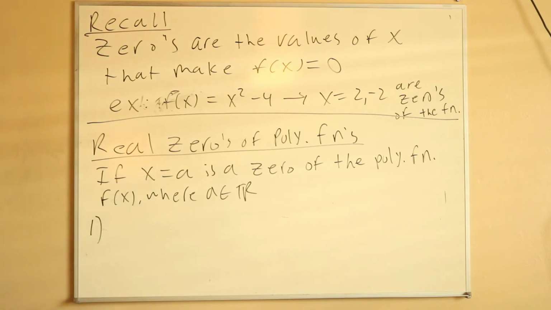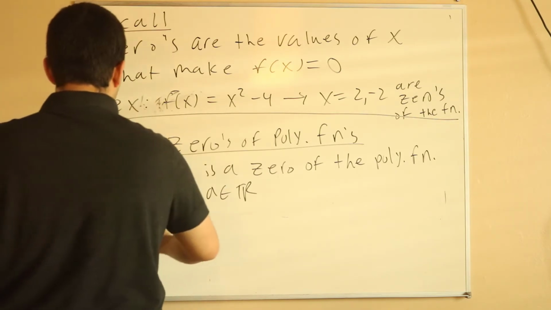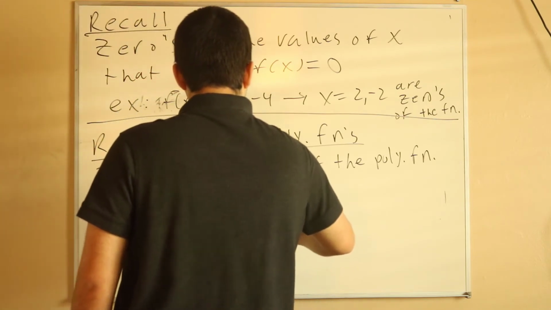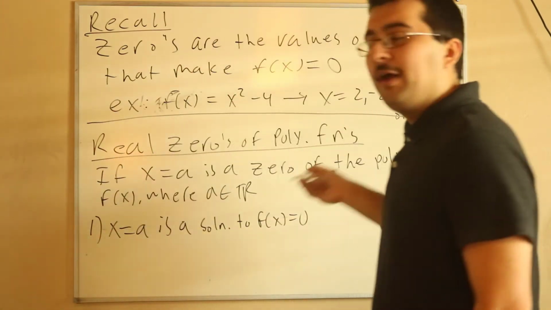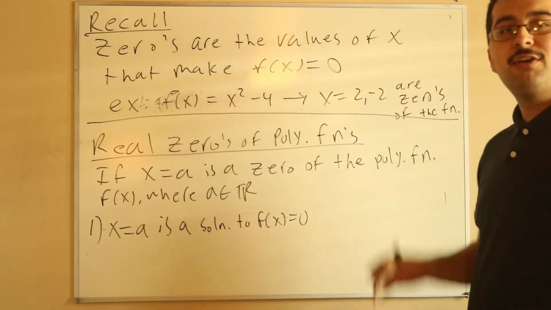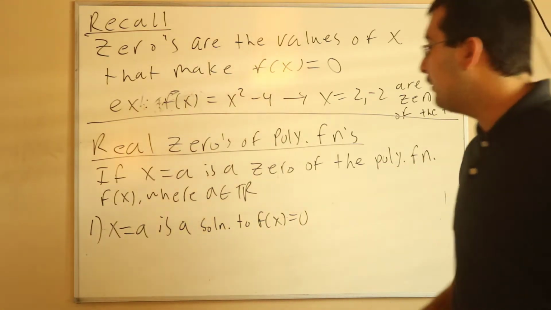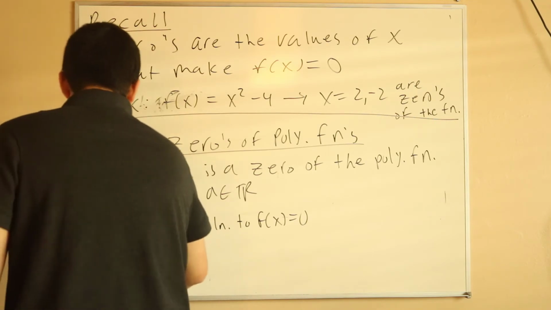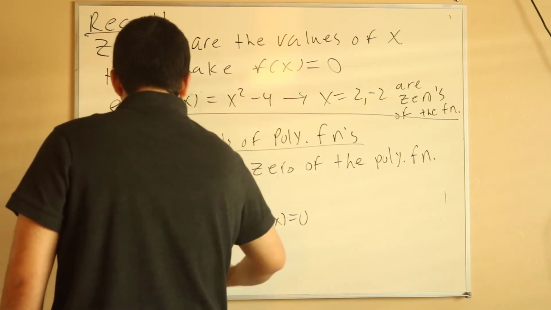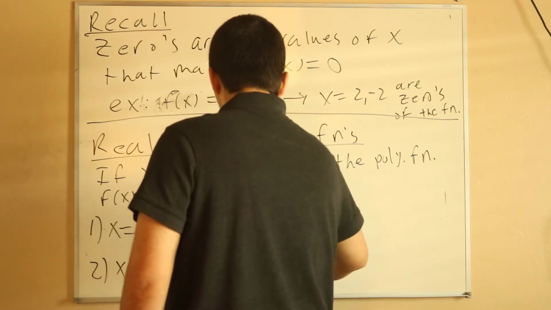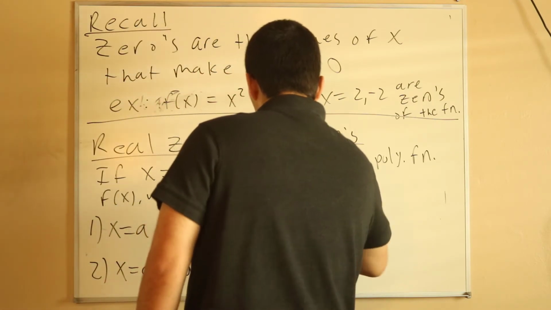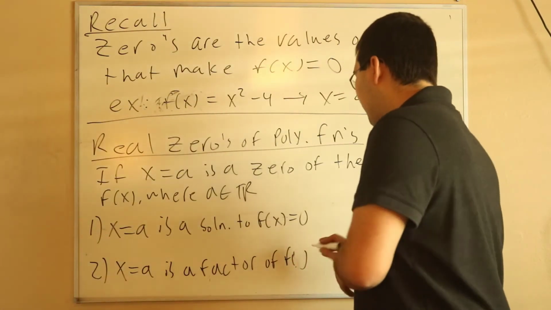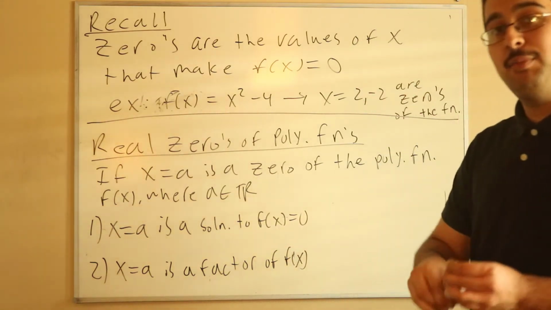First and foremost, x equals a is a solution to f of x equals 0. Right? So this is just restating that definition of what it means to be a 0. If you are a 0, then you make the function equal 0. The second statement we get to make is that x equals a is a factor of f of x. Now, this one I do want to point out, so this is a pretty powerful statement. If I have a 0, then that 0 must be a factor of my polynomial function.